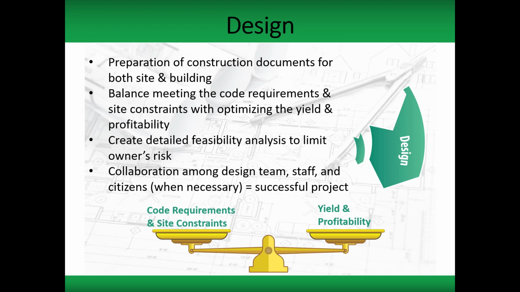Inevitably, there will be conflicting elements in the design phase that must be balanced in order to create a viable project. The ultimate goal of the developer is to make a profit by creating residential units or commercial and retail square footage. Usually, but not always, the higher the yield, the higher the profit. However, regulations and site constraints affect the yield. Balancing these three elements is always the challenge. Collaboration and negotiation among the design team, locality staff, and citizens is imperative in order to make the project successful.